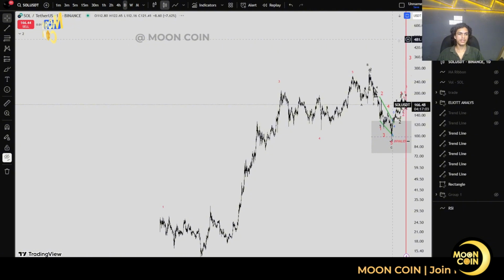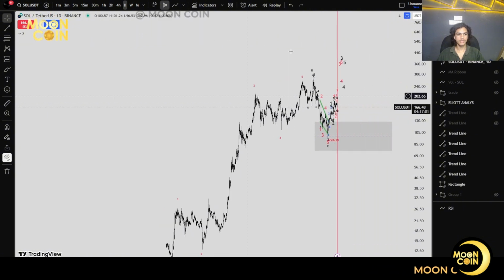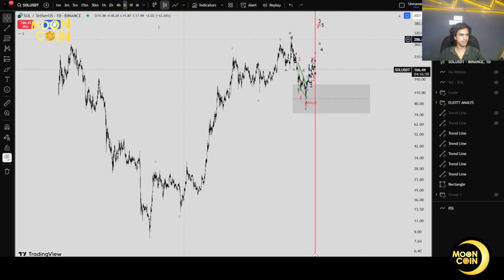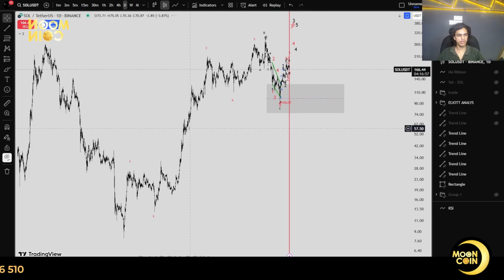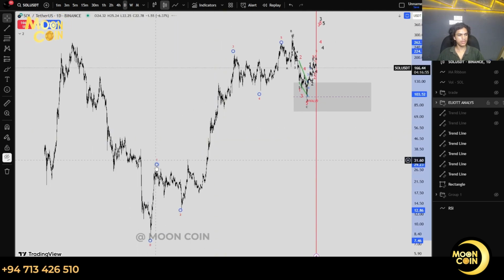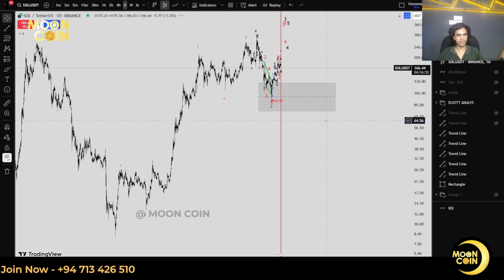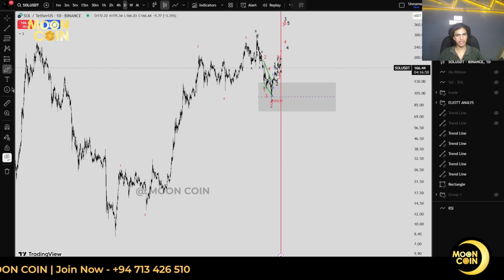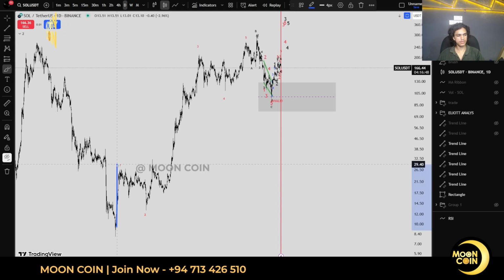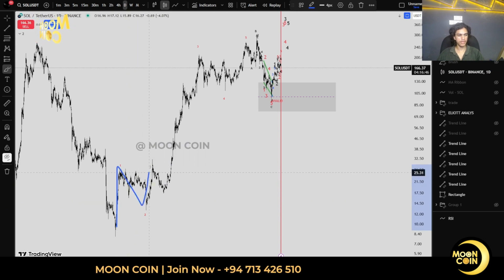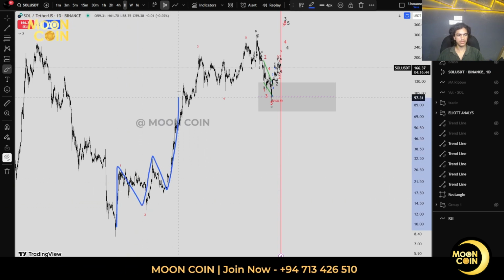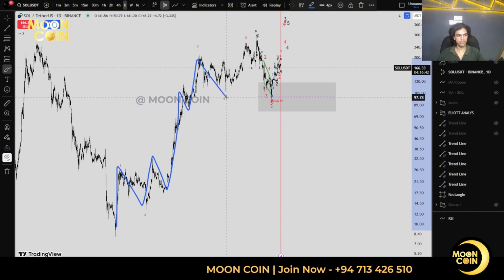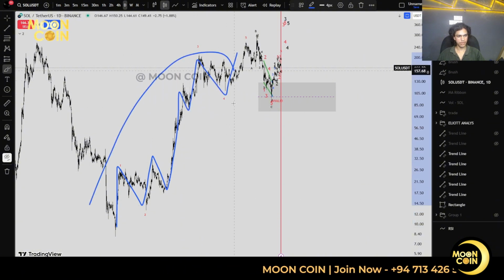Already I explained that we completed the impulse wave here. In previous videos I told you that we have completed the impulse wave here. So let me explain it again. This was the first move, and we had another one, two, three, four, and five. This completes a wave one.